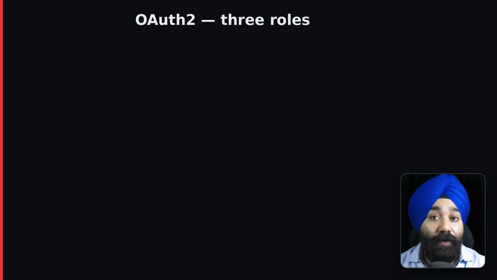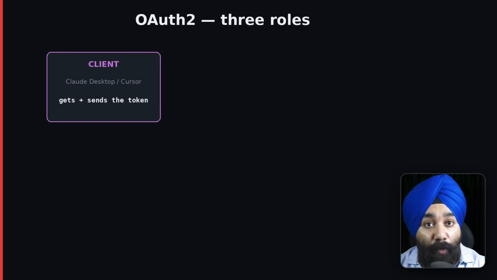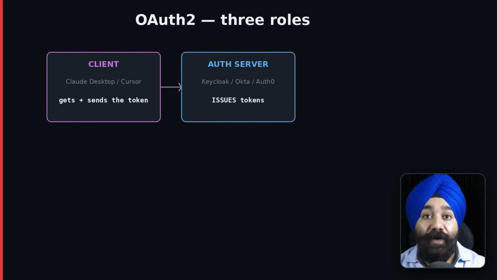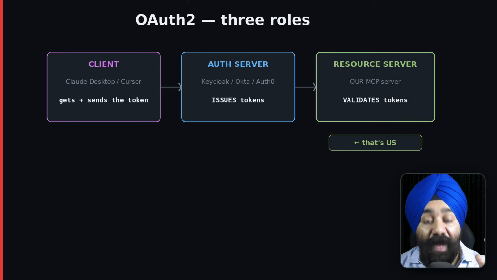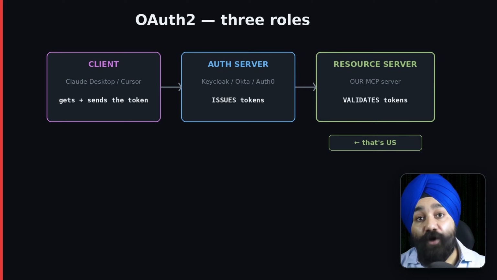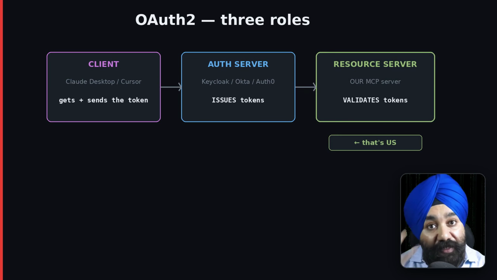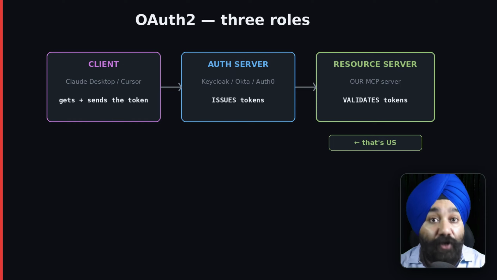So, the mental model. This is the part interviewers love. OAuth2 has 3 roles. The first is the client, like Claude Desktop or Cursor, and it wants to use our tools. The second is the authorization server, think Keycloak, Okta, or Auth0, and its only job is to hand out tokens. The third is the resource server, and that is us, our MCP server, whose job is to validate tokens and serve data. So say it with me. The client gets a token, the auth server issues it, and the resource server checks it. We are the resource server and we never touch passwords.